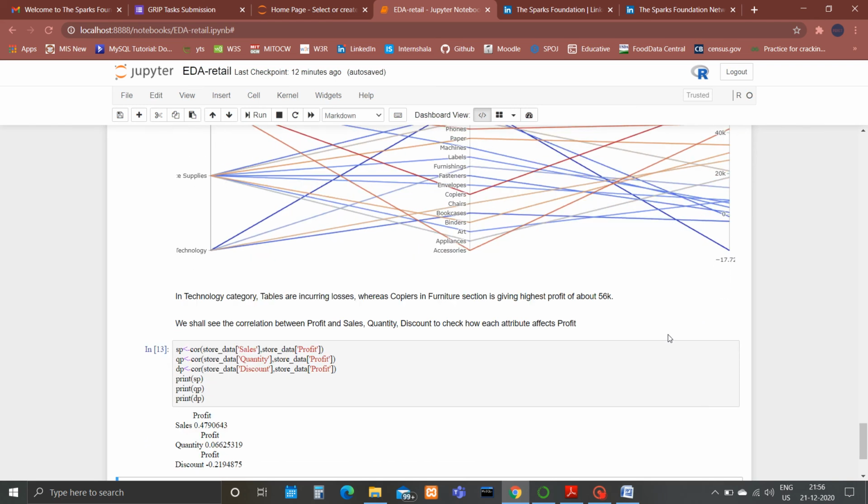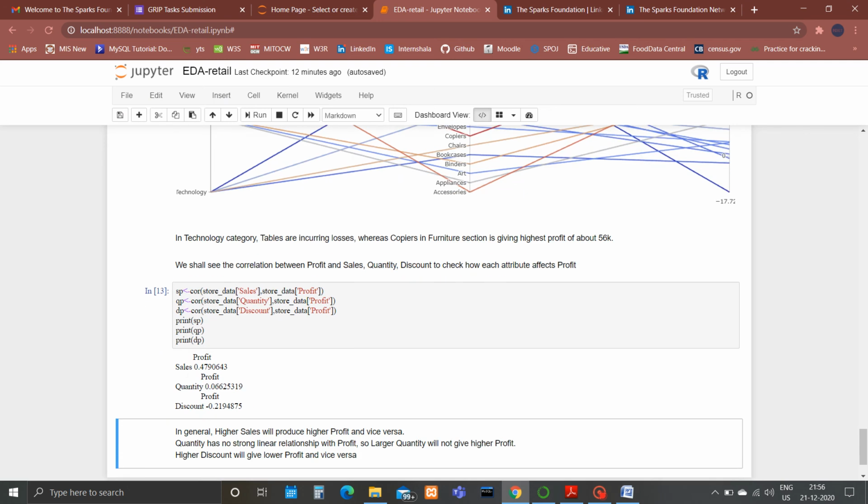And at last for these columns, sales, quantity, discount, we are calculating the correlation, whether for increasing sales we will gain more profit or not, and also for the others, quantity and discount. We can see that the correlation between sales and profit comes out to be 0.48. For quantity and profit it is almost zero, it is 0.06. And for discount we are getting a negative correlation. So that means that higher sales will give higher profit, but there is not a huge linear correlation.